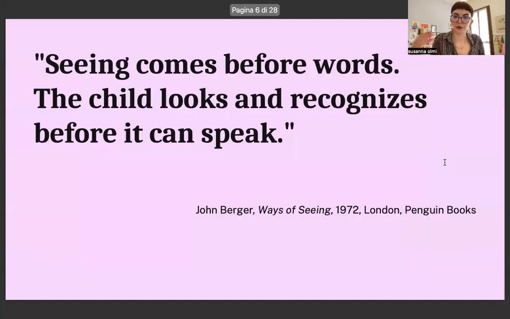And something else that he also wrote in Ways of Seeing is that seeing comes before words. The child looks and recognizes before it can speak. So seeing is the very first thing that we do, and it's something we all do from the moment we first open our eyes to the moment that we close them for the very last time.